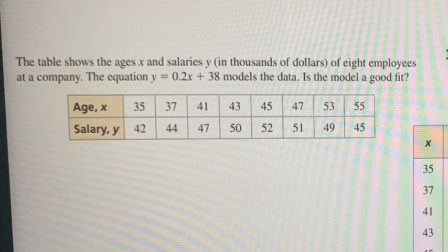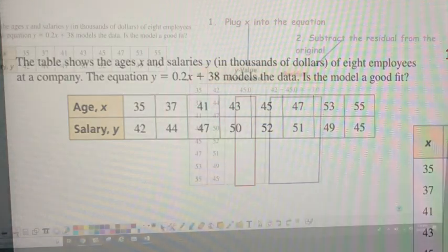The table shows the ages x and salaries y in thousands of dollars of 8 employees of a company. And look, they've given me an actual line of best fit equation. Is it a good fit? Well, the first thing I need to do is, since I have this in a table, find the residuals.